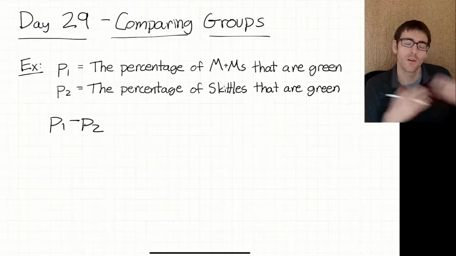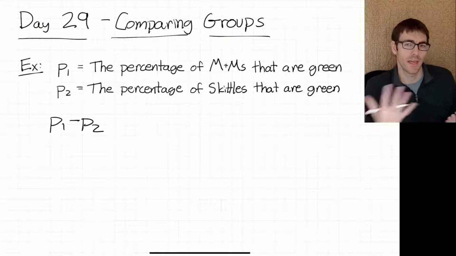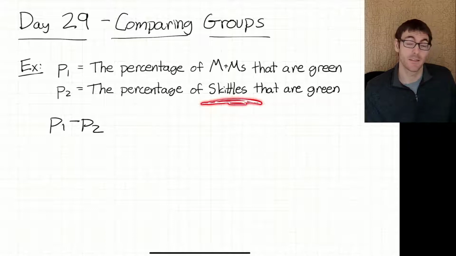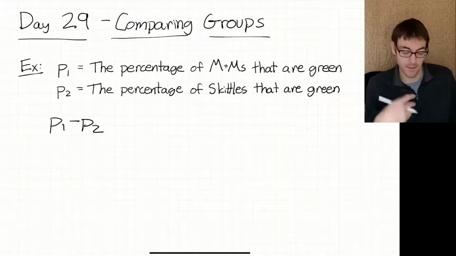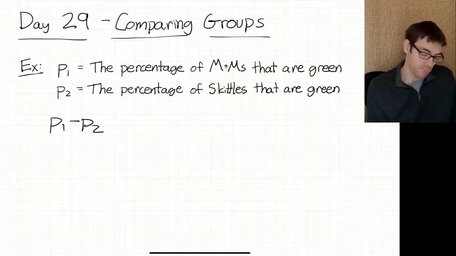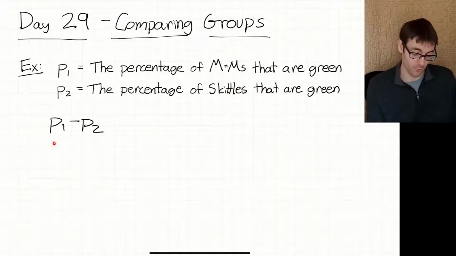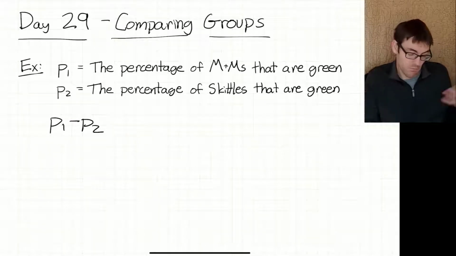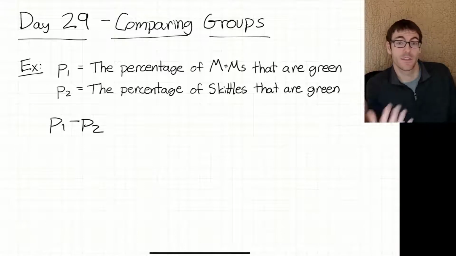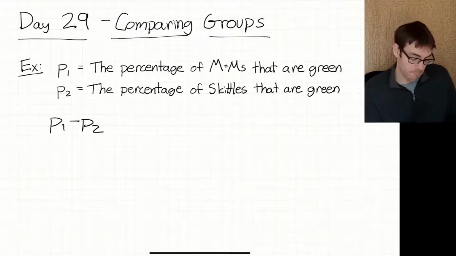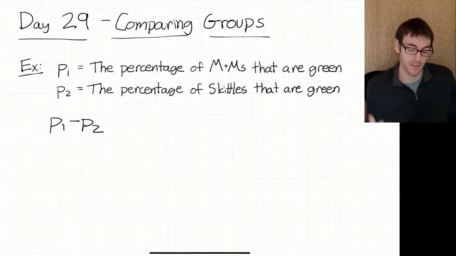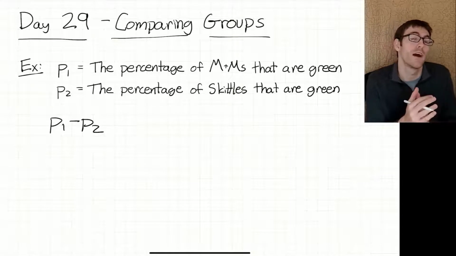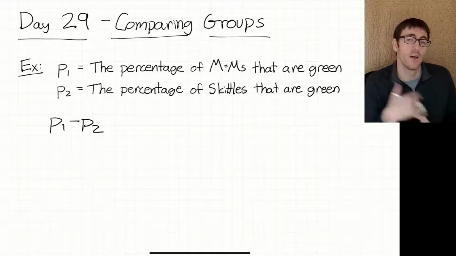So this is the quantity in question that we're interested in. And just like before, there are a few different types of questions that we can ask about it. For example, we could run a hypothesis test. Maybe the Skittles company is claiming that their percentage of green candies is greater than M&Ms. We could also find a confidence interval for this value. We could say, hey, if I take a sample of each, then the difference in percentages that are green between our two samples is my best guess for the difference in percentages that are green in the populations. But there's going to be some error bars. We can find confidence intervals for this quantity, just like we did in the past.